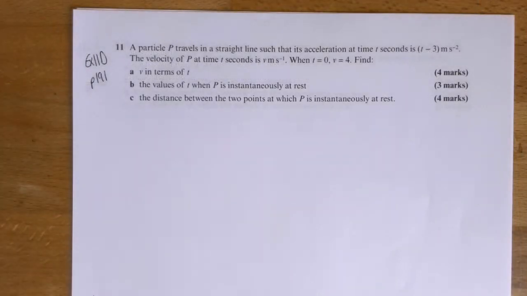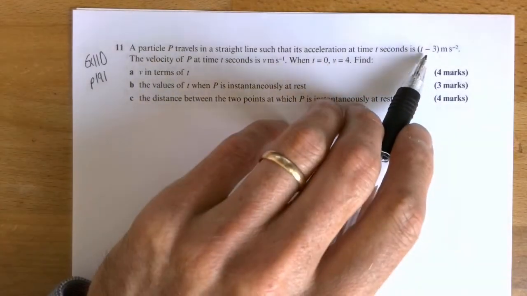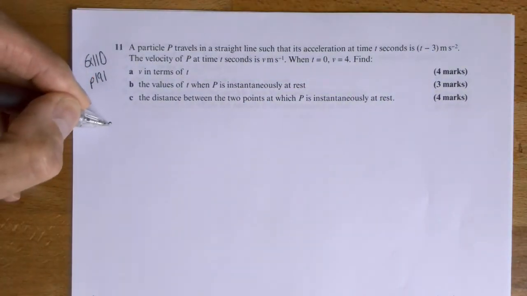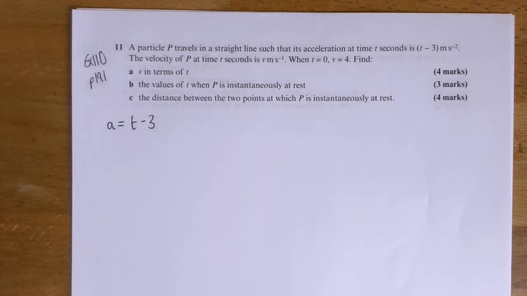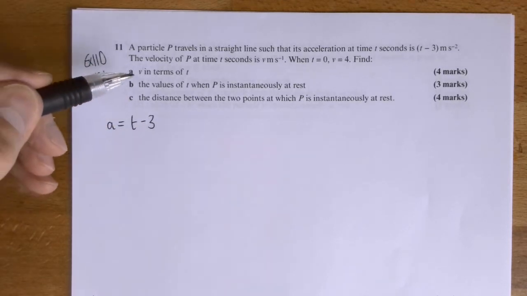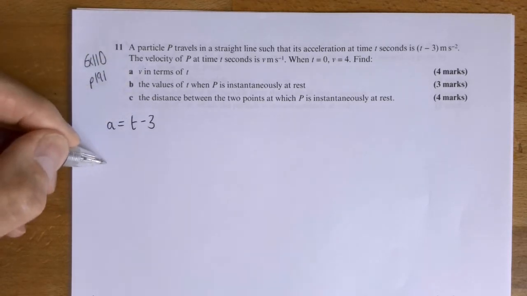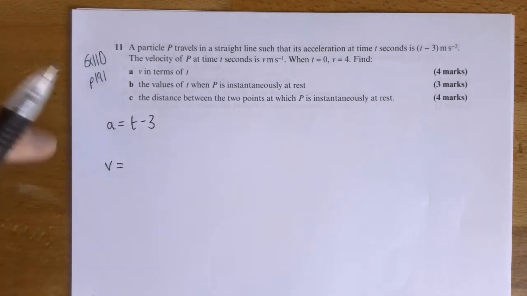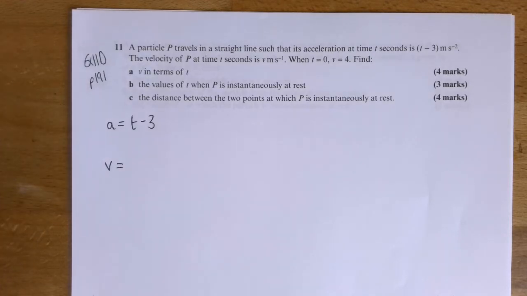So we are dealing here with an acceleration formula, and it's a very simple formula. It's quite hard to perhaps pull it out, but what they're basically telling us is that a equals t minus 3. And we're asked to find v and distance, and I know that I can find velocity by integrating the acceleration, and then I can find distance by integrating the velocity.